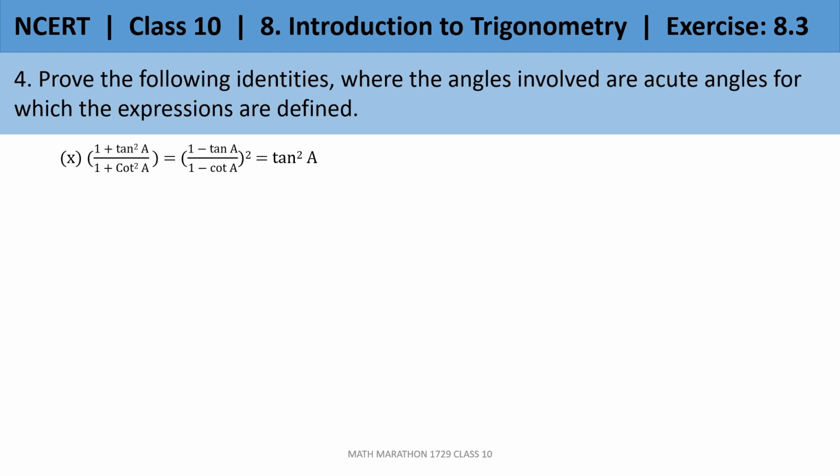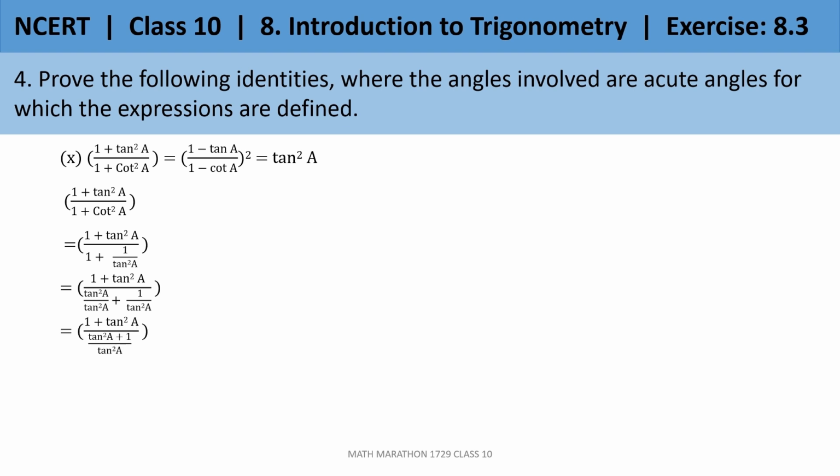Prove the following identity. Section 10. (1 + tan²A)/(1 + cot²A) = ((1 − tan A)/(1 − cot A))² = tan²A. Let us start with the left hand side. (1 + tan²A)/(1 + cot²A) is equal to (1 + tan²A)/(1 + 1/tan²A), which is equal to (1 + tan²A)/((tan²A + 1)/tan²A).